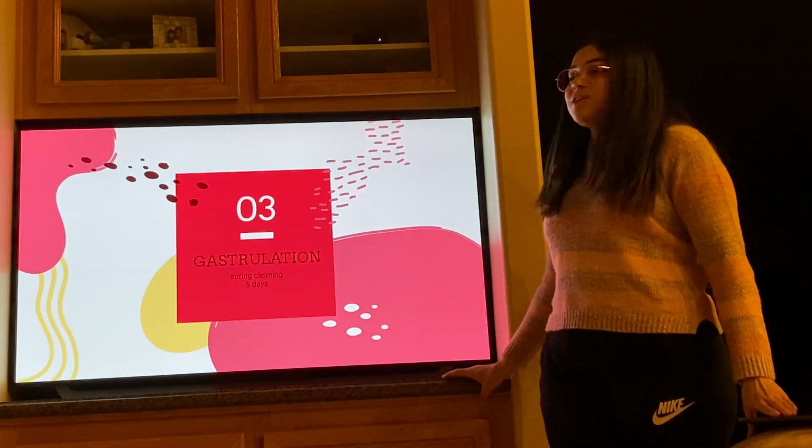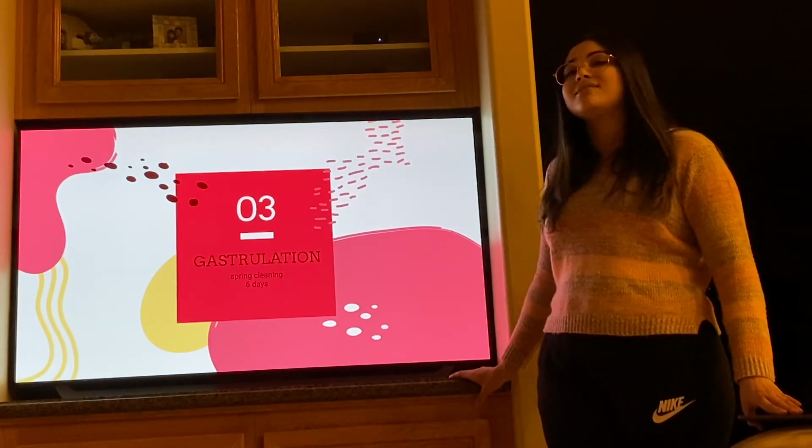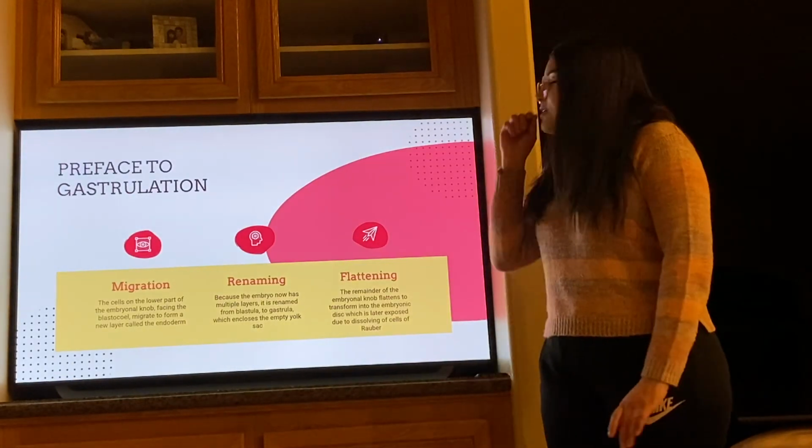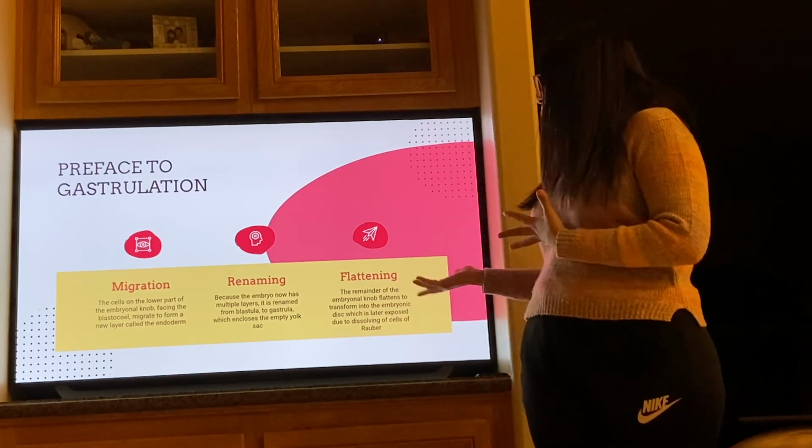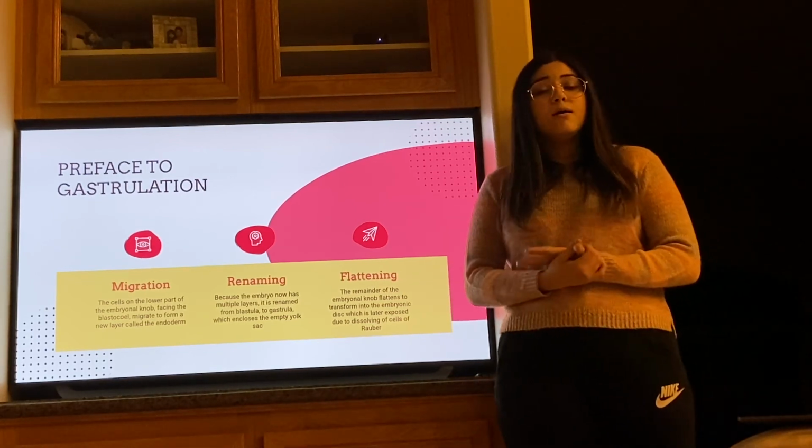Now we talk about gastrulation, the spring cleaning of the cell that happens around 6 days. So let's talk about a little preface about this. So gastrulation does include migration, renaming, and flattening. These are some very important parts of gastrulation.